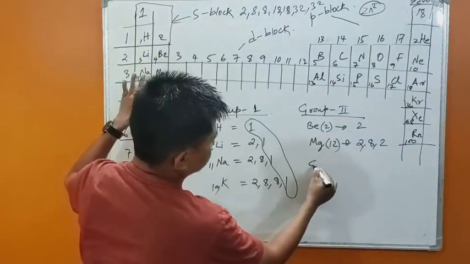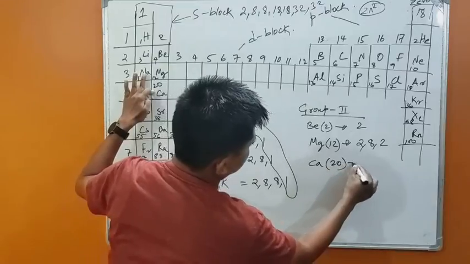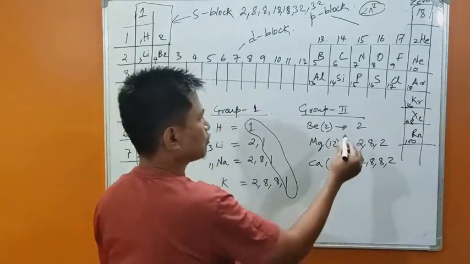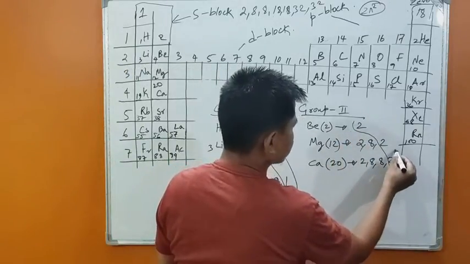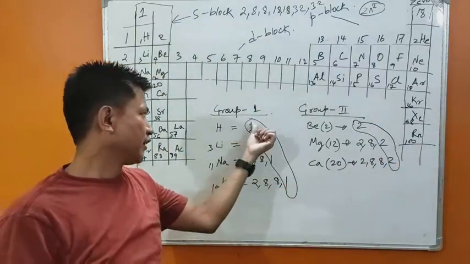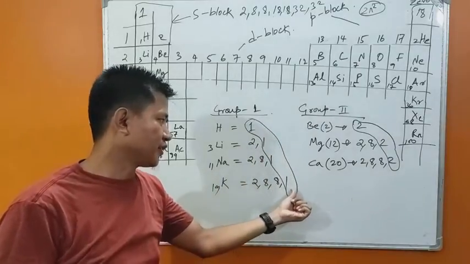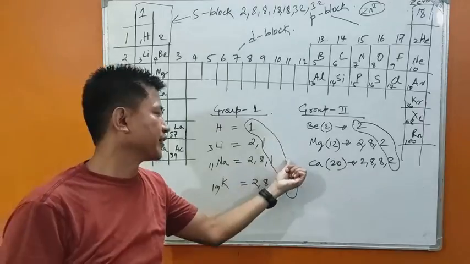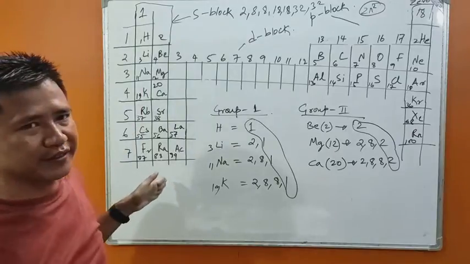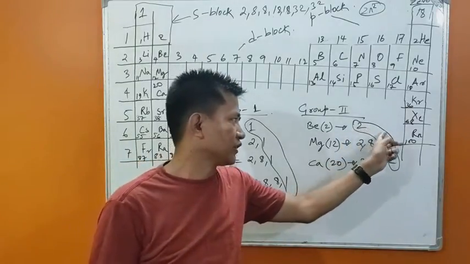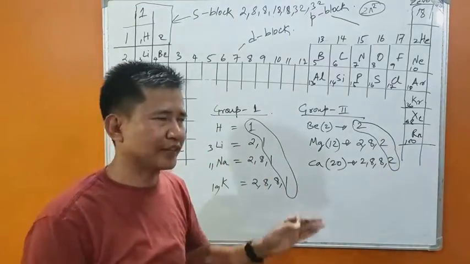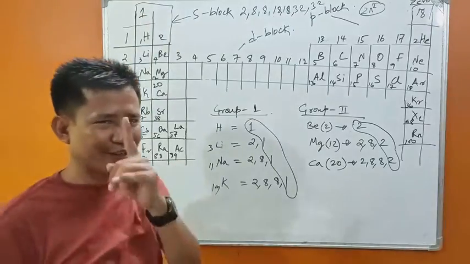And similarly, calcium, atomic number 20, isn't it? 2, 8, 8, 2. So in group 2 we saw the outermost orbit contains 2 electrons. So if the atom contains 1 electron in the outermost orbit, then we can say that element is from group 1. And if the electron in the outermost orbit is 2, then we can say that element is from group 2, okay? I hope you got this.